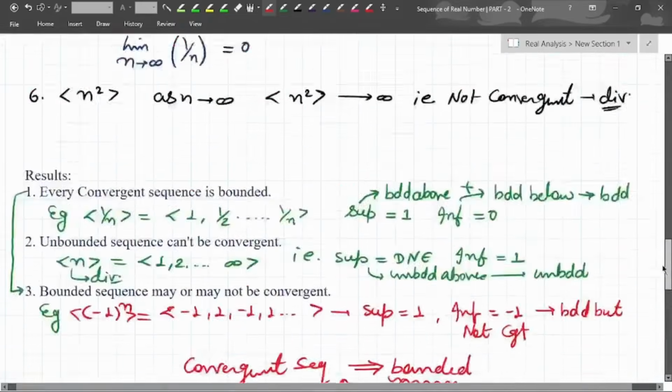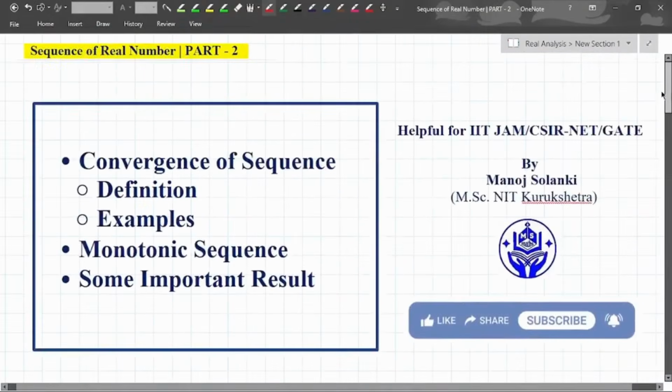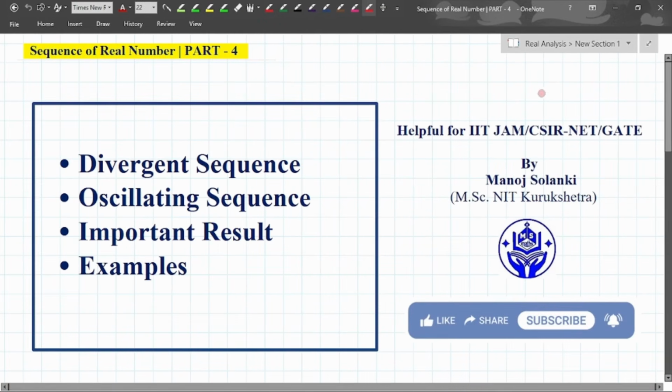This is all about the results on convergence. It is very easy to find the limit of a sequence, and you can identify whether my sequence is convergent or not. I will discuss divergent sequence, oscillating sequence, its important results, and some examples based on these topics.